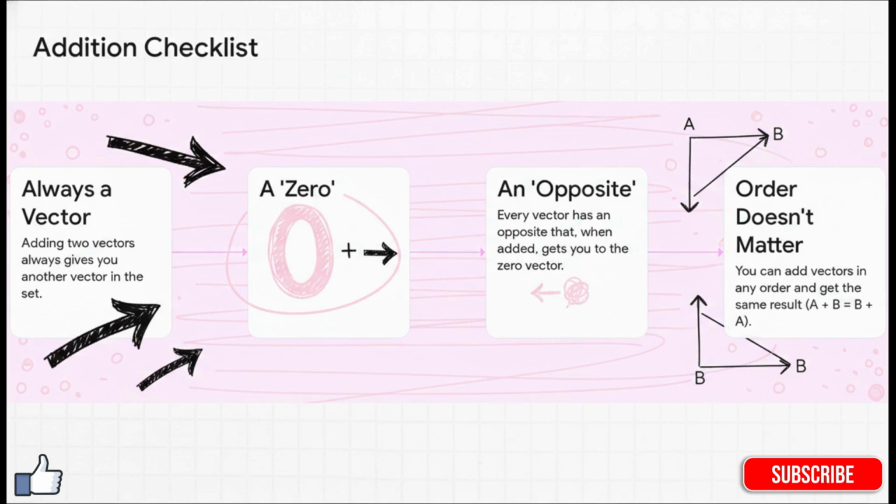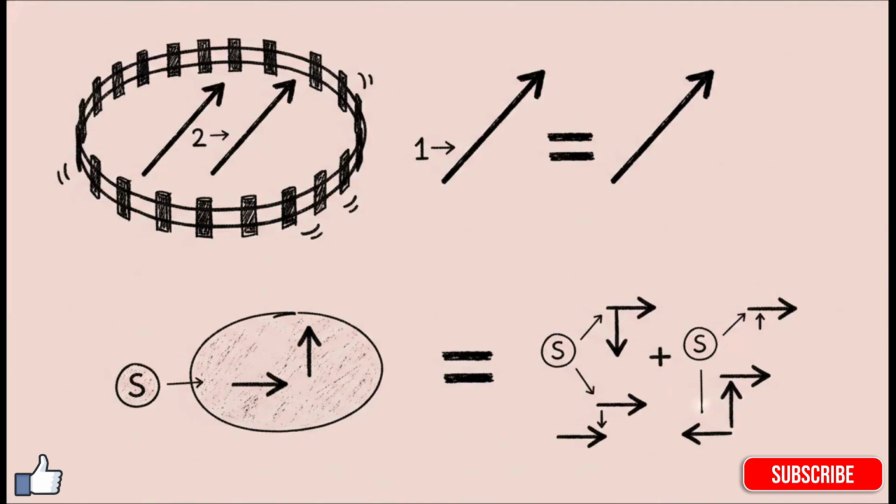A plus B is always the same as B plus A. Then we have a few rules for our toolbox for scaling. First, just like with addition, when you scale a vector, it has to stay in the playground. Easy enough. Next, using the number 1 from your toolbox is basically a do-nothing move. It leaves the vector completely unchanged.